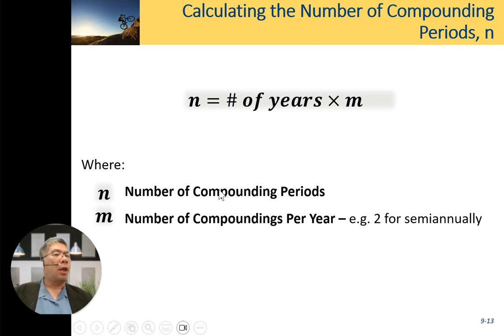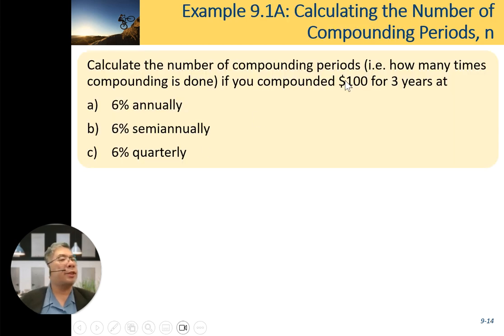Okay. N equal to number of years times M, where N equals the number of compounding periods, M is the number of compounding per year if it is semi-annually. Okay, this is an example given to you, 9.1. Calculate the number of compounding periods. How many times is compounding done when you invest $100 for 3 years at 6% annually, and 6% semi-annually, or 6% quarterly.